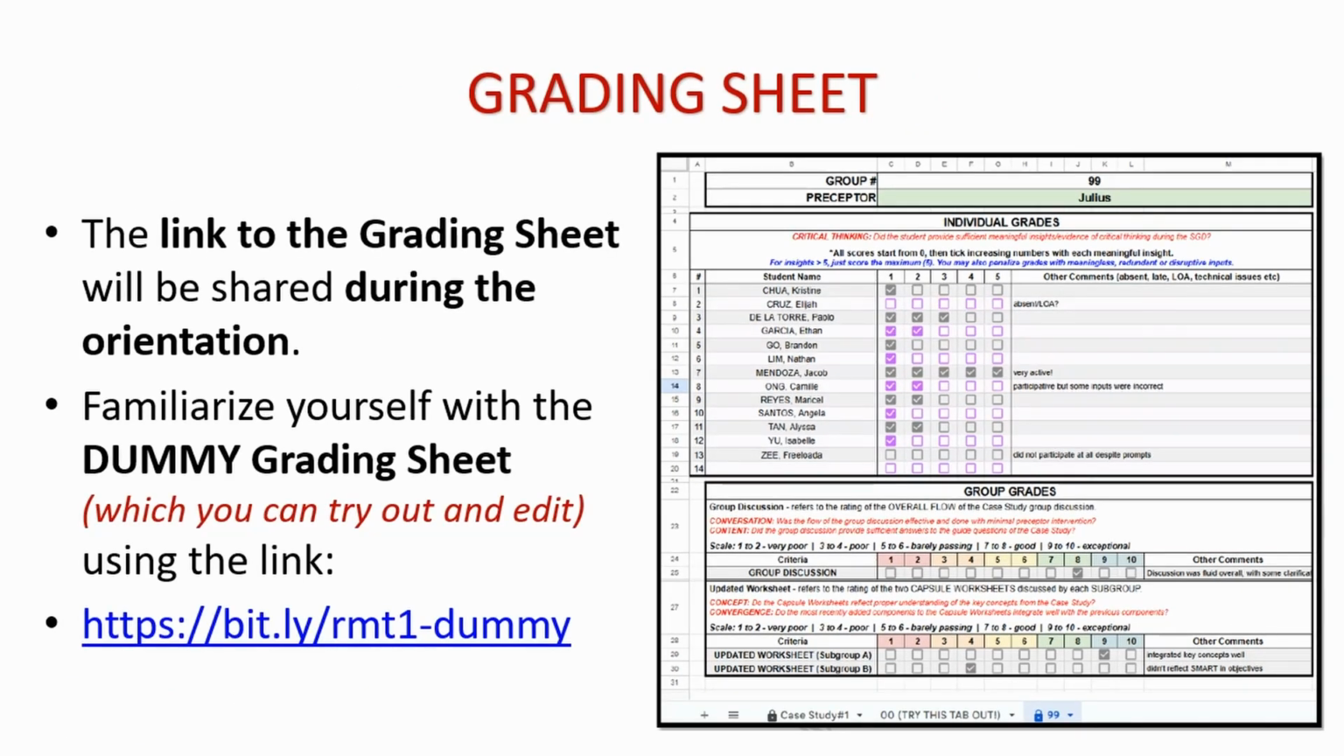The link to the grading sheet will be shared during the orientation. Please familiarize yourself with the dummy grading sheet, which you can try out and edit prior to the activity using the link below, bit.ly/rmt1-dummy. So you may go to that link. It will be a dummy grading sheet which will be refreshed after each session, and you can try out how to grade the grading sheet. So I tried to make the grading sheet as user-friendly as possible, and what you need to do is just tick on the check boxes.